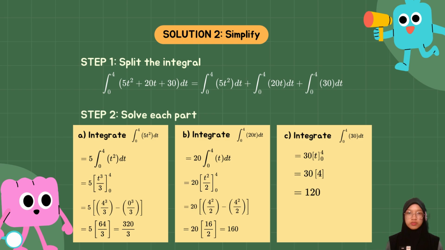So for the integral between 0 and 4 of 5t squared dt, which is a, we got 320 over 3. Meanwhile, for b, which is the integral between 0 and 4 of 20t dt, we have the answer 160. Meanwhile, for the last one, c, we have the integral between 0 and 4 of 30 dt. The answer would be 120.